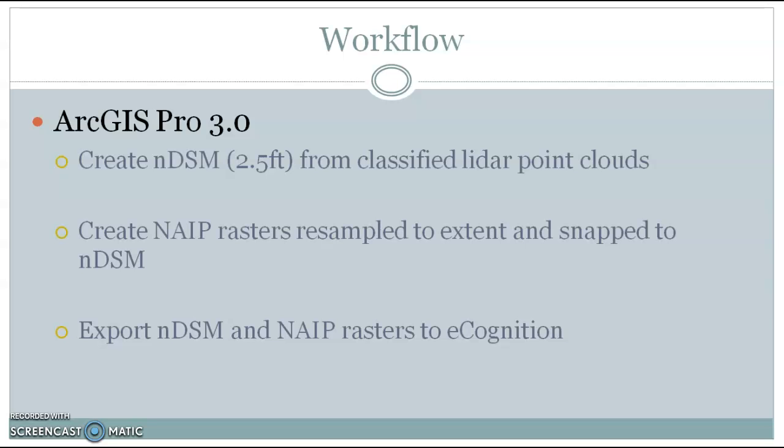Next, I worked with the NAIP imagery to produce rasters that matched the spatial resolution of the NDSM and overlapped it perfectly. I used the resample tool with a snap raster parameter to accomplish this. Lastly, I clipped the NAIP and NDSM rasters to the project stream boundaries. These products would then be used in eCognition for the classification.